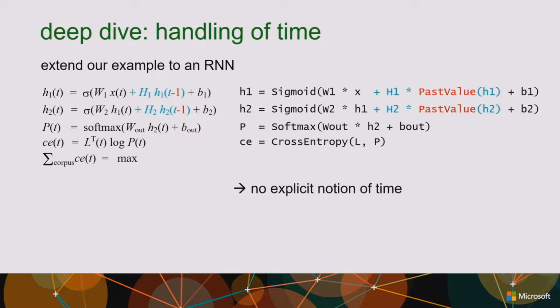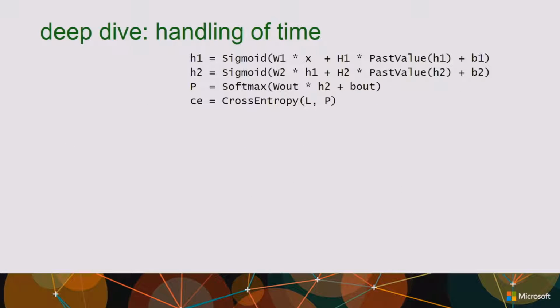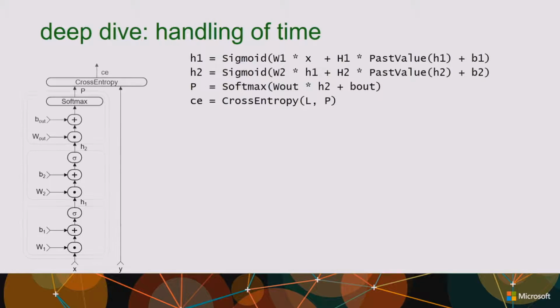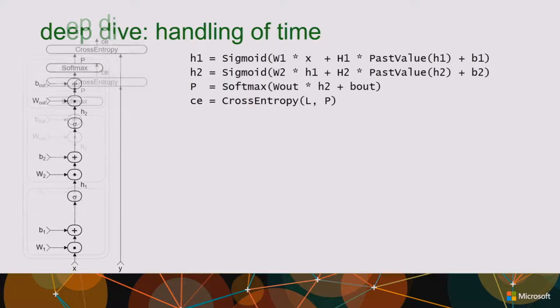In CNTK, you write this slightly differently. We still do not have an explicit notion of time. Instead, you have this sort of magic function here called past value, and that basically says you're accessing the previous time step of the same variable. So what does that look like in the graph? So this is the same thing. Let me modify the graph, make some more space first. And so this is what you have now. The red loops there, this is the recurrence.